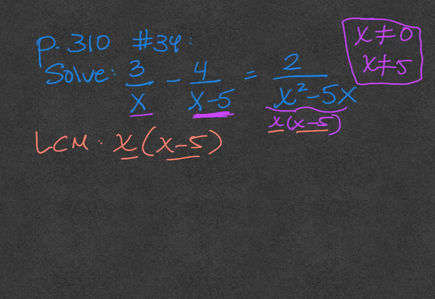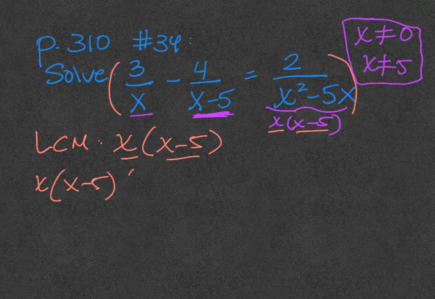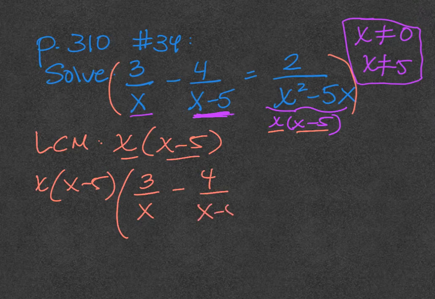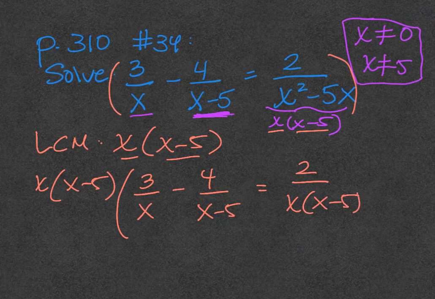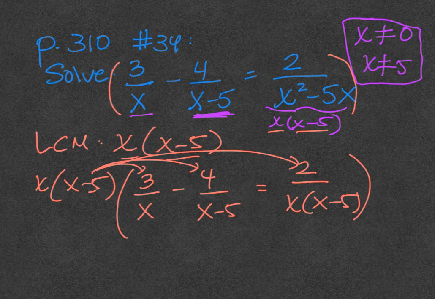Okay, so I'm going to have to multiply this entire equation by my LCM. So let me just show that work over here. All right, so I'm going to do x times x minus 5 times the entire equation. And then I'll break down each step so you can see what I'm getting. And I'm going to keep this in factored form. It's much, much easier to see what cancels when it's in factored form. So I have to do the LCM times this fraction, times this fraction, and times this fraction. And if I do it right, then I shouldn't have any denominators after.